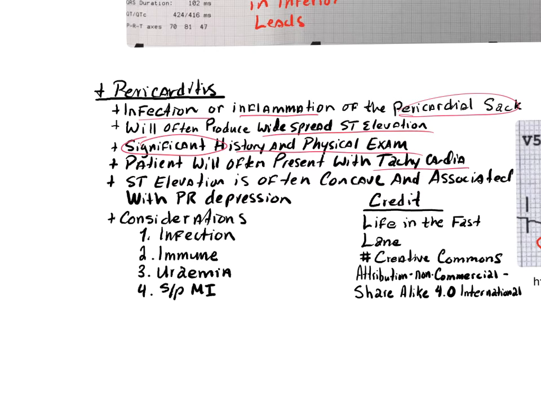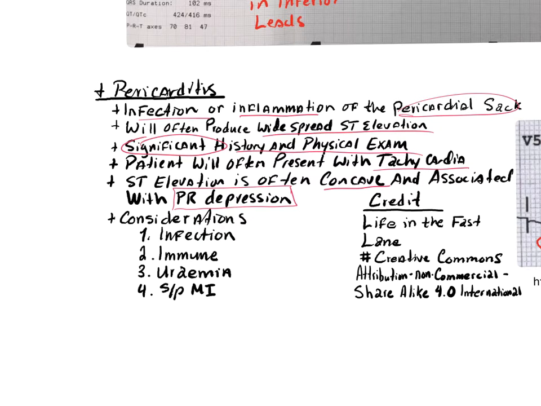Now, the ST elevation is often concave, as is the case with benign early repolarization, right? So again, whenever you see concave ST elevation, that should point you to a mimic. There are at least 3 things that I can think of off the top of my head that can cause concave elevation, and we've talked about 2 of the 3 already. We talked about benign early repol and pericarditis. But this elevation is often associated with PR depression. This is not something that you commonly see with a STEMI.